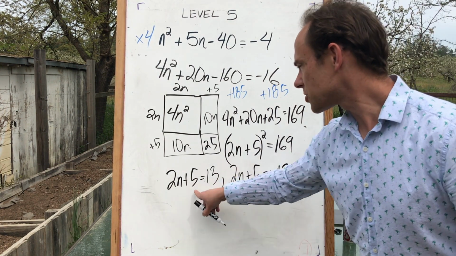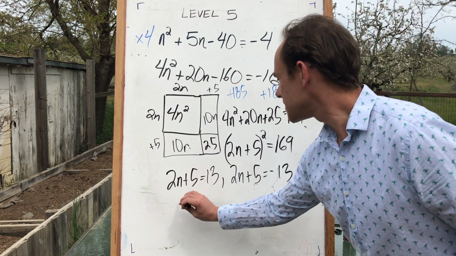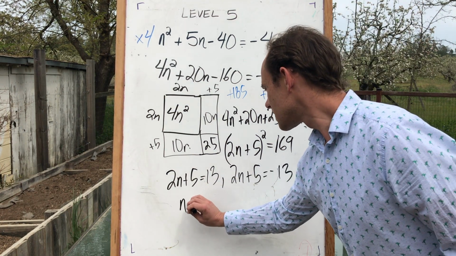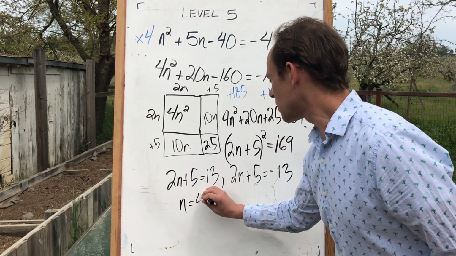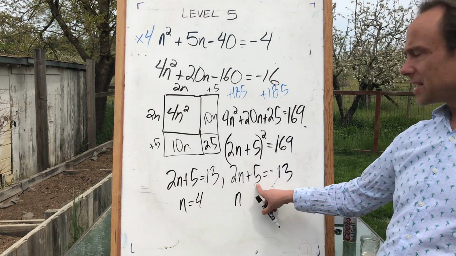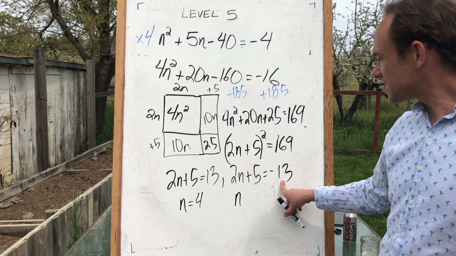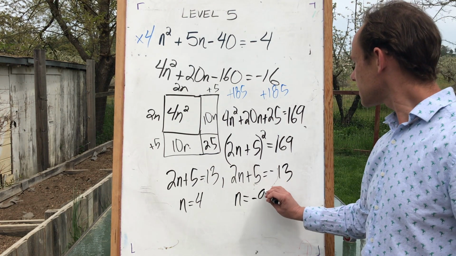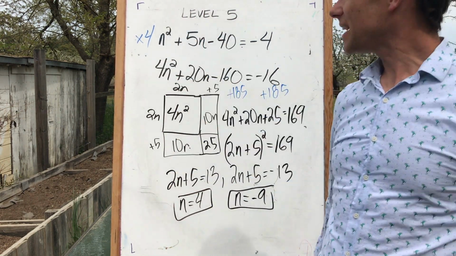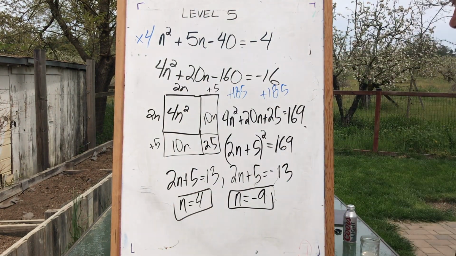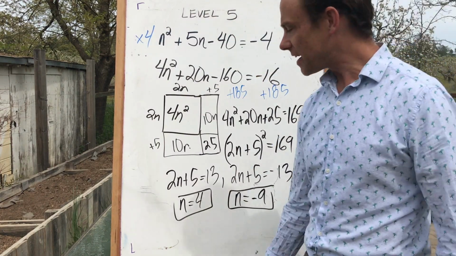So we got to solve each equation by subtracting 5 and then dividing by 2. So 13 minus 5 is 8, divided by 2 is 4. Same idea, subtract 5, you get negative 18, divided by 2, negative 9. Brilliant. All right, that's really excellent. Well done, everybody. That's a level 5.